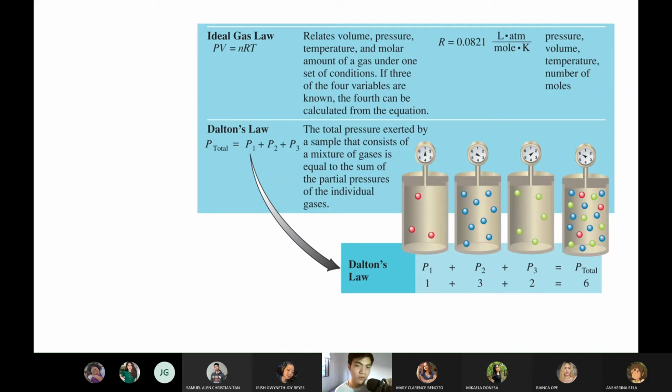By the way, kunwari, yung pressure nyo ay iba. No? Ano yung magiging conversions natin? So, turo ko sa inyo yung conversion.